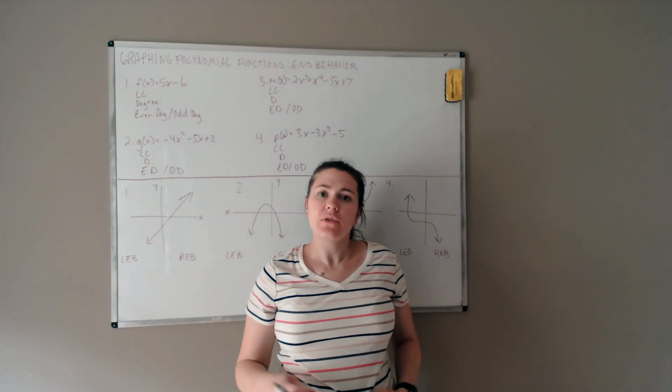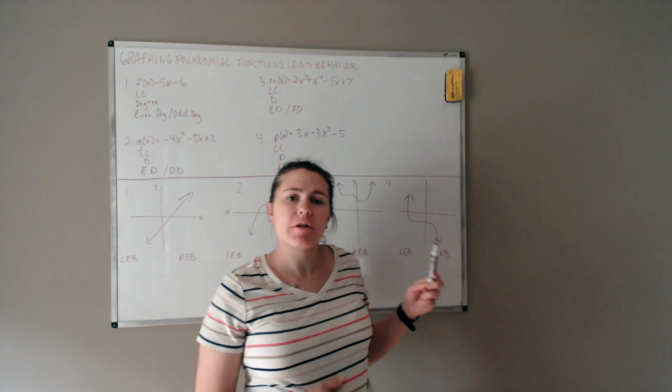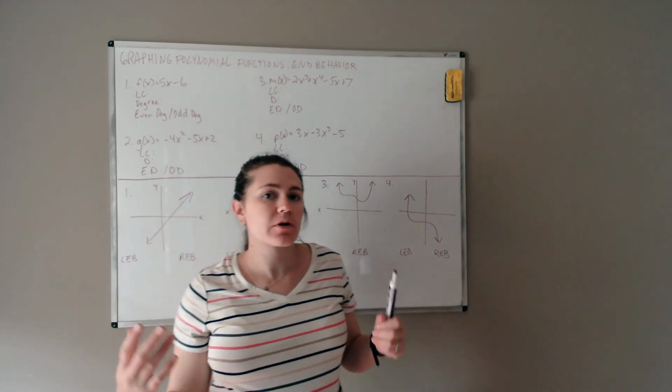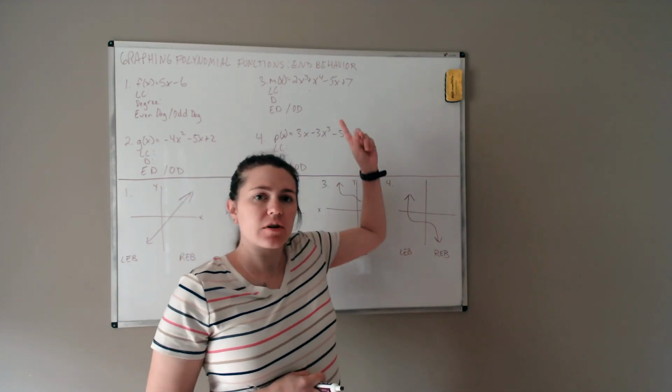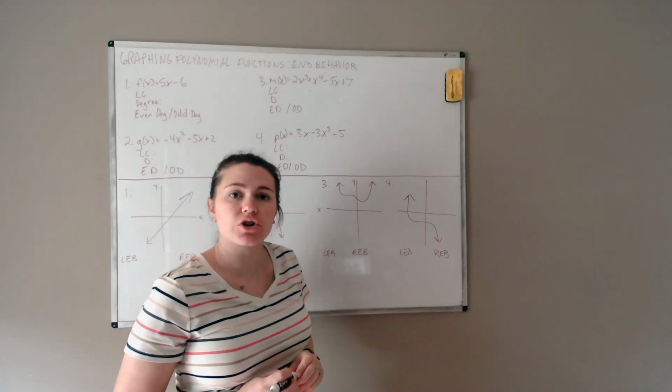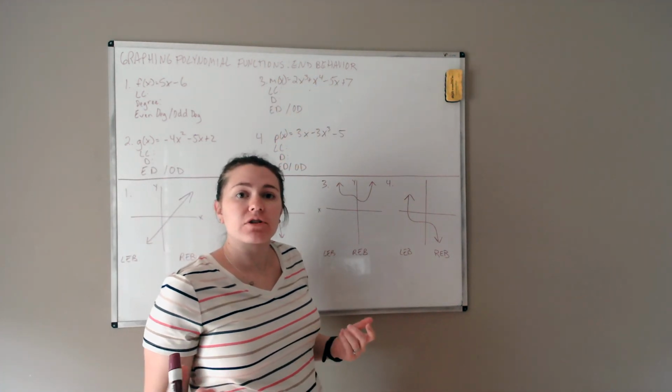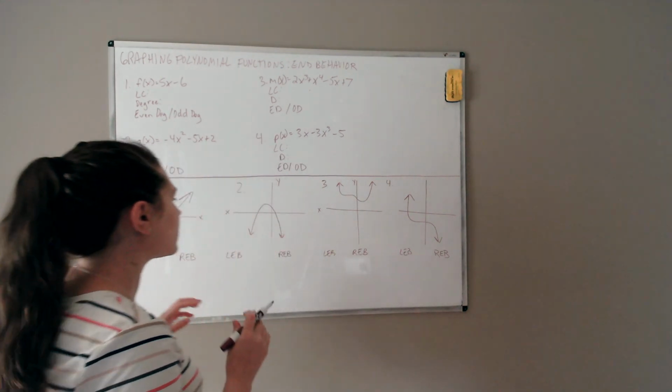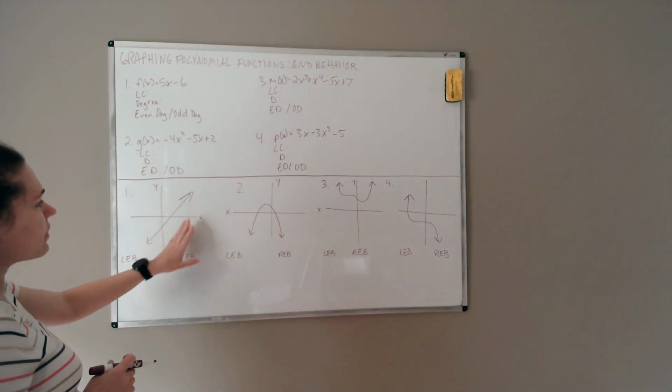So in this video begins our introduction into graphing polynomial functions, and the first part of graphing polynomial functions is going to be all about discussing the end behavior of a polynomial function. So end behavior is talking about two areas, the left end and the right end.